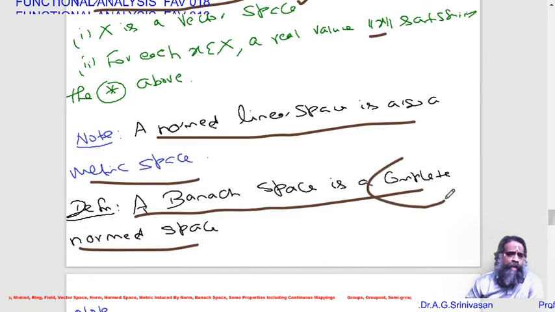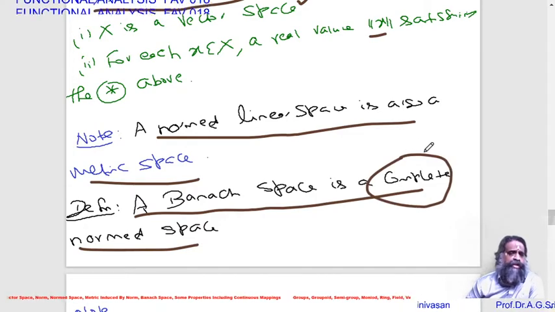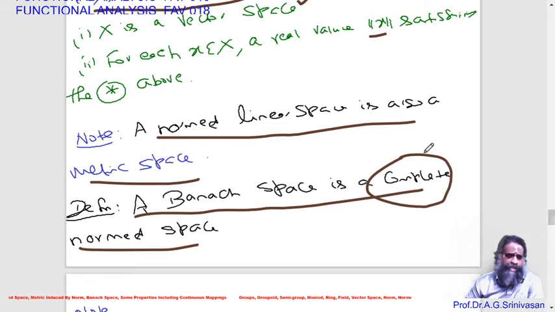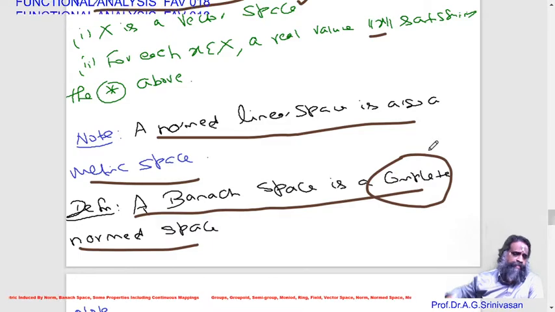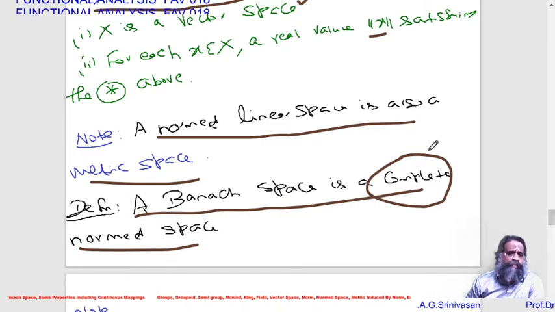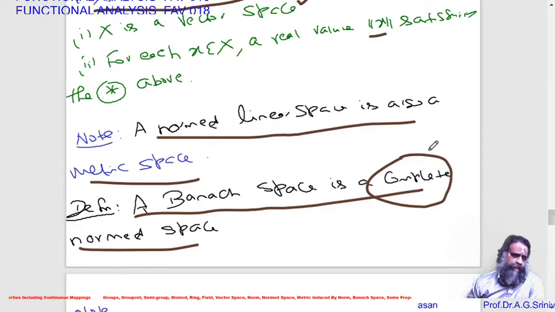What is a complete normed linear space? Every Cauchy sequence converges. So refer to the previous video on complete metric spaces, and you will understand what a complete metric space is. So a normed linear space which is complete is called a Banach space.